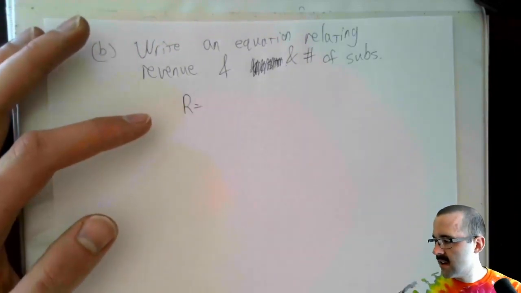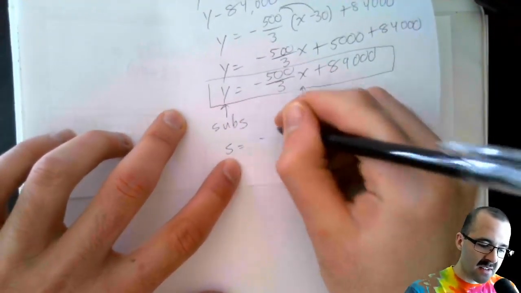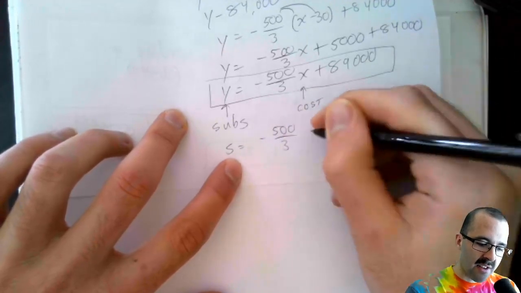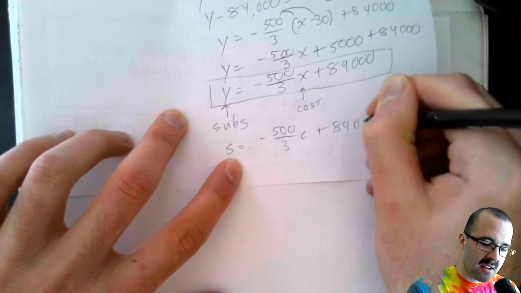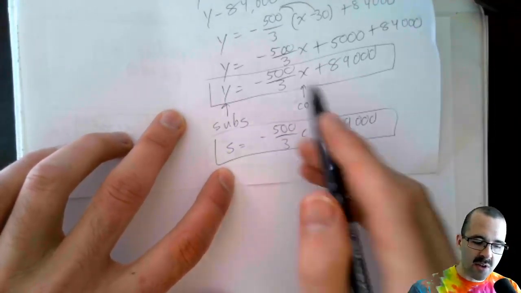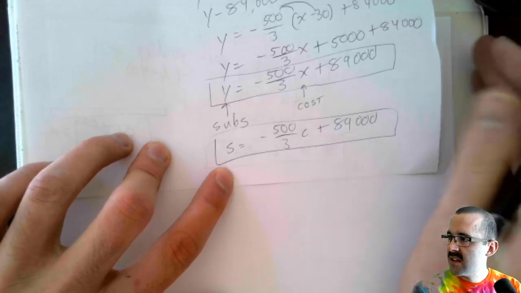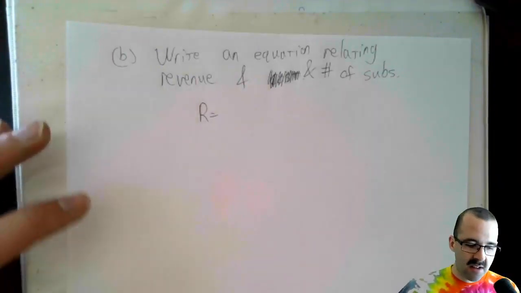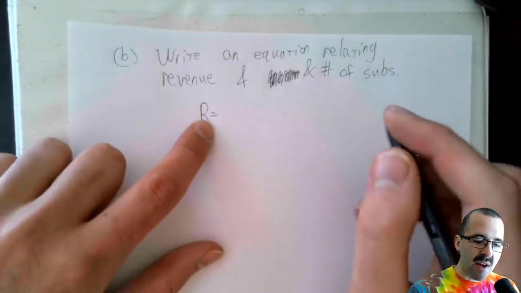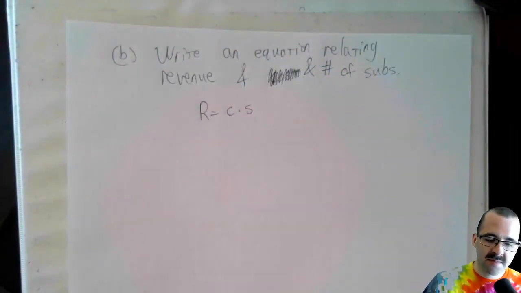Right? While we're doing this, we should rewrite this formula. Let's call subs S and the cost C, just to make things a little bit more straightforward. So we don't have to remember what Y and X means. S for subs, C for cost. All right. So the revenue really is just the cost times the number of subscribers.